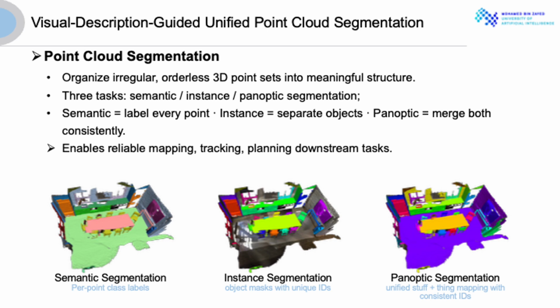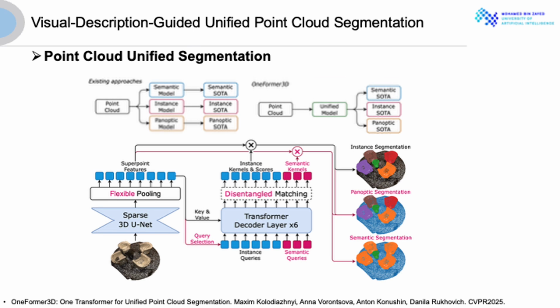The core step in this field is point cloud segmentation, which aims to organize raw, unordered 3D points into meaningful semantic structures. We can roughly divide it into three tasks: semantic, instance, and panoptic segmentation. Most existing point cloud segmentation methods can handle only one task at a time. However, in real-world applications, we often need a unified model that can perform multiple segmentation tasks together.